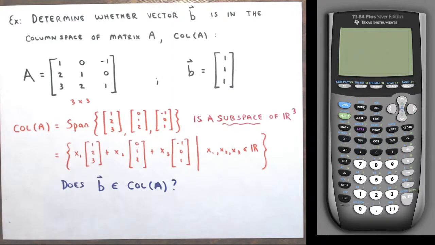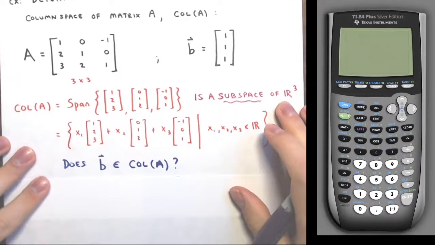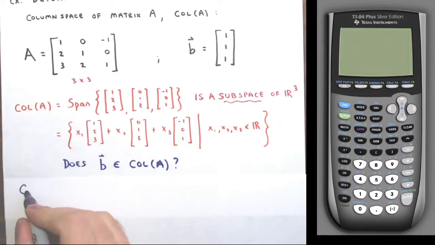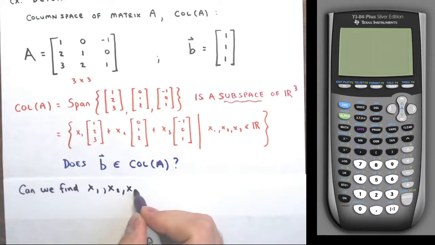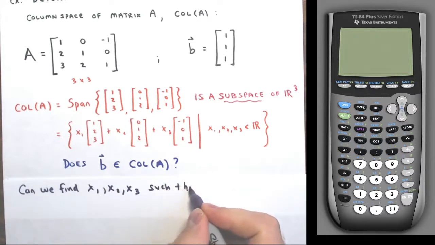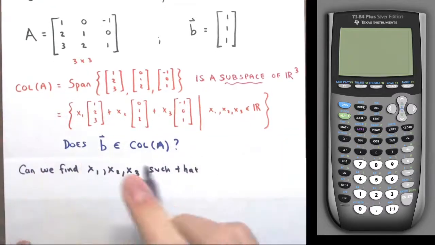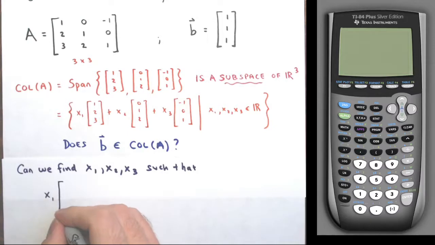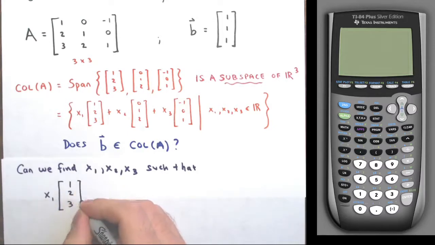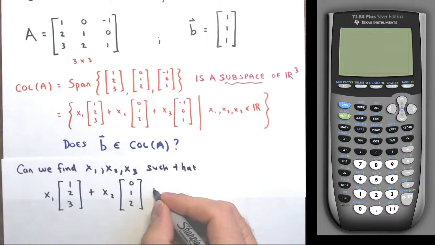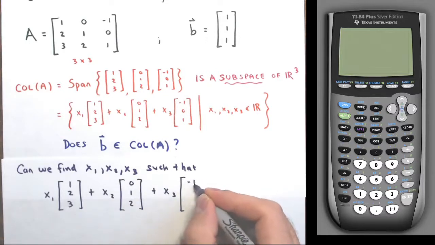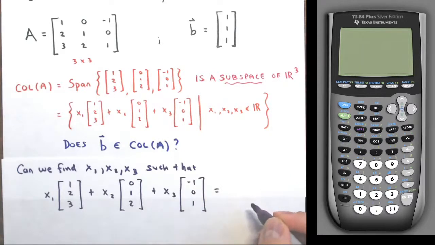As I mentioned on the last page, in order to determine whether or not B belongs to the column space of A, we're looking at this equation. We're going to ask, can we find x1, x2, x3 such that a linear combination of these three column vectors is equal to B, such that x1 times 1, 2, 3 plus x2 times 0, 1, 2 plus x3 times negative 1, 0, 1 is equal to B? And B is this 1, 1, 1 up here.